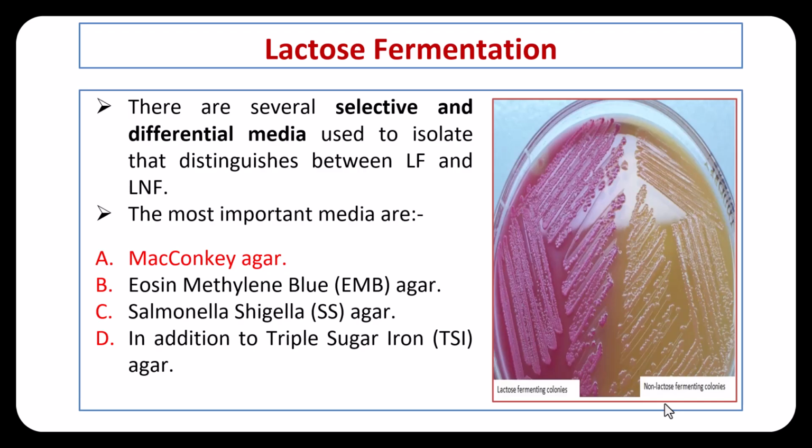The second media is eosin methylene blue agar, and it's mainly used for identification of E. coli. As I explained in a previous lab, E. coli produces a metallic dark green sheen on this type of media. Salmonella Shigella agar is mainly used for Salmonella and Shigella. Triple sugar iron is used to detect sugar fermentation, gas production, and hydrogen sulfide production.